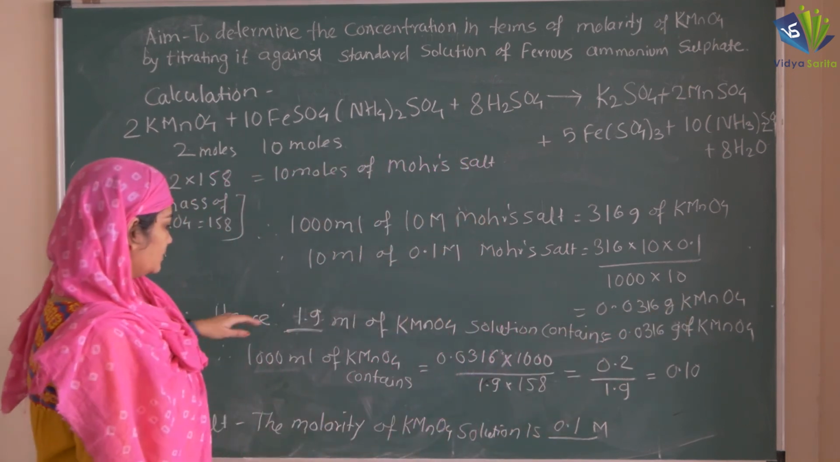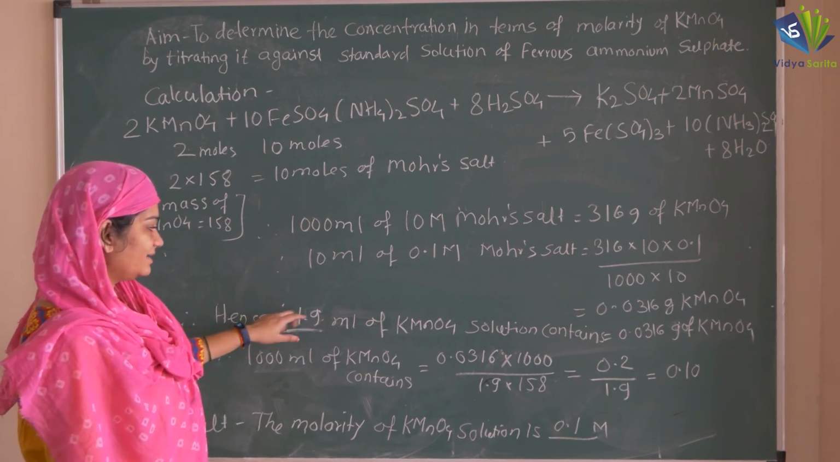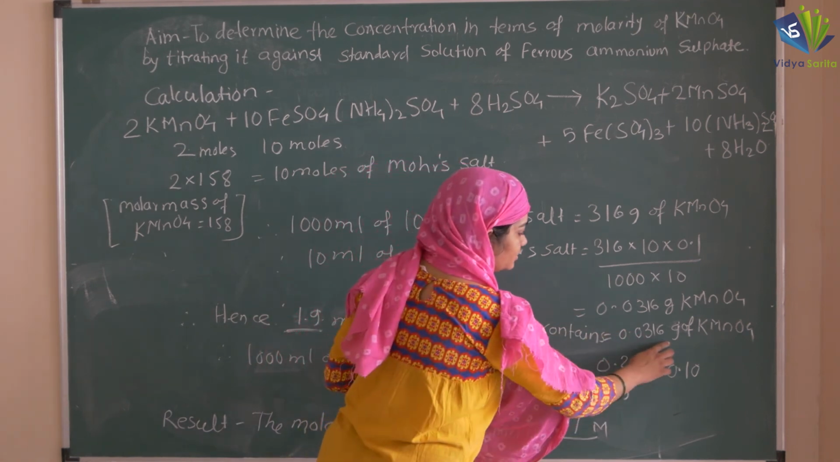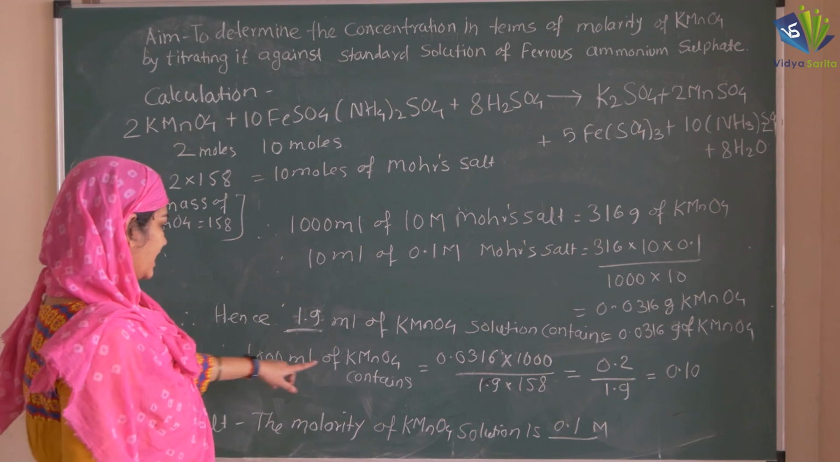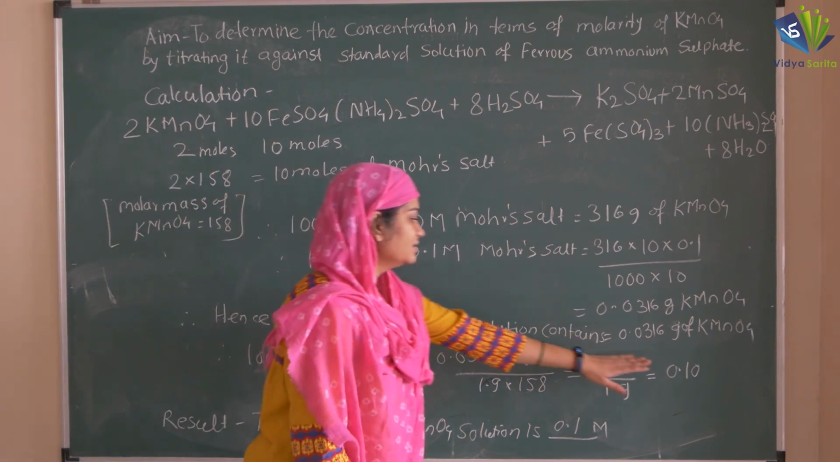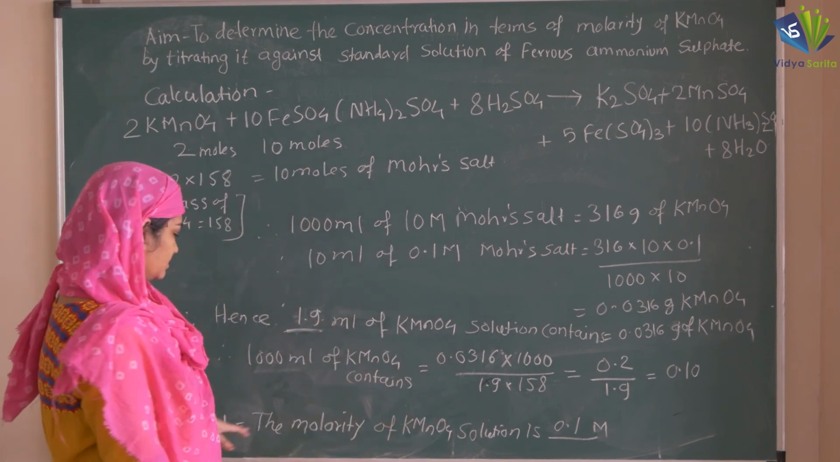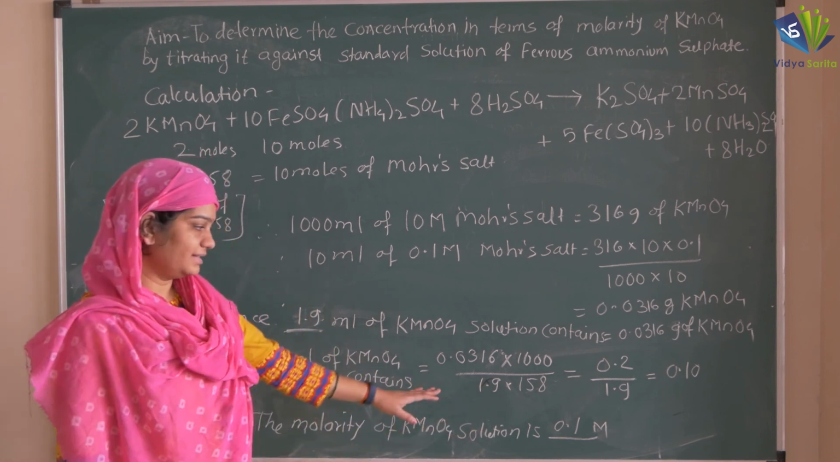Now 1.9 ml, which was our constant burette reading, of KMnO4 solution contains this amount of KMnO4. So 1000 ml of KMnO4 contains 0.01 molar of KMnO4. So the molarity of KMnO4 solution is 0.1 molar and it is proved.